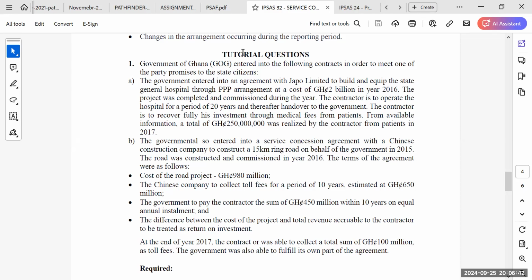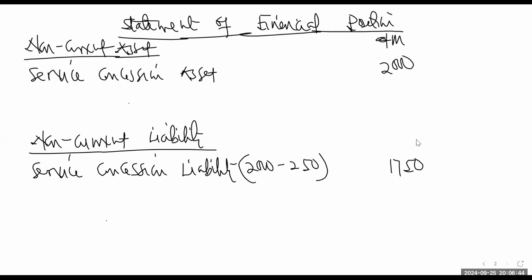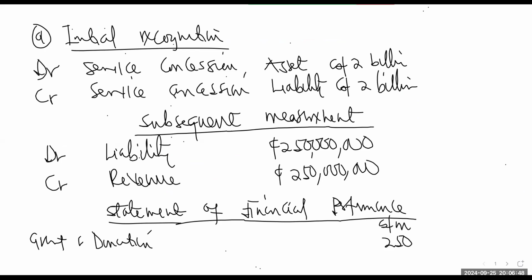Well, let me just show you the entries. The subsequent measurement, we debit the liability. So the people have received 250 million out of the money. So it means that the amount that we are owing them now will be reducing, or we are recognizing 250 million of the revenue from our exchange transaction. Since 250 million has been paid to the people, it means that we can also realize 250 million of that particular revenue.